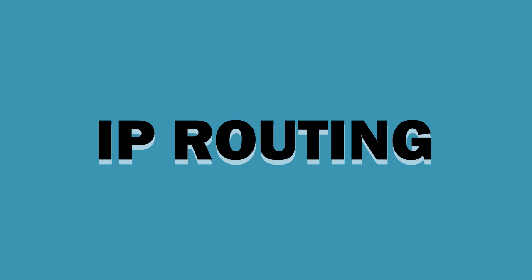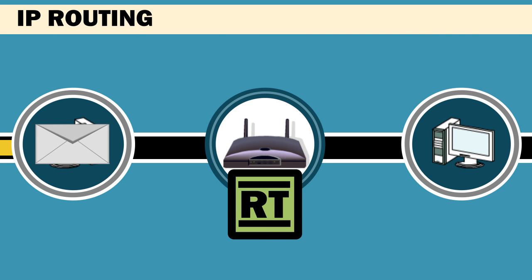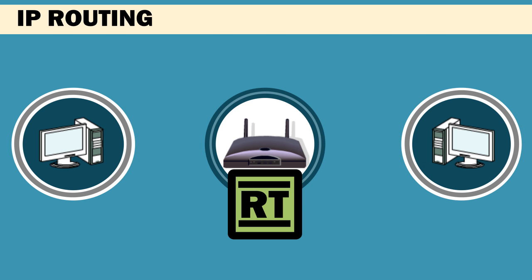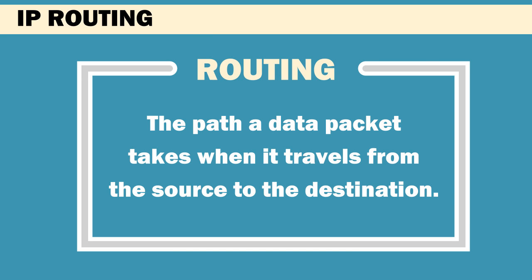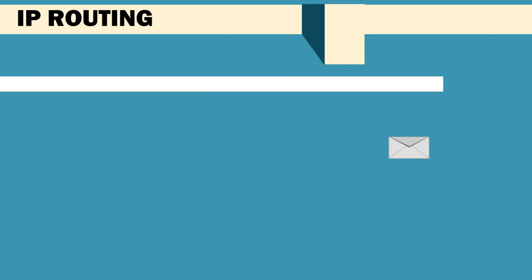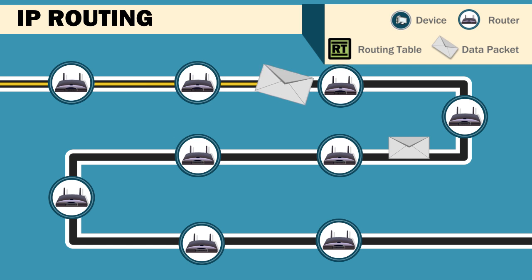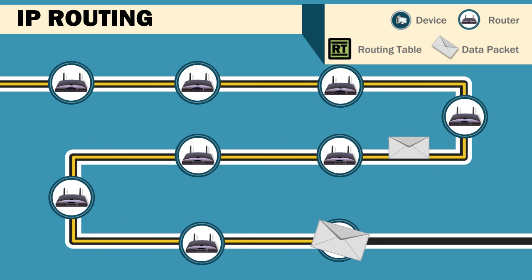Welcome to IP Routing. In this learning activity, you'll explore how routers use routing tables to move data packets from their origin to their destination. In a network, routing is the path a data packet takes when it travels from the source to the destination. Along the way, it travels from router to router.